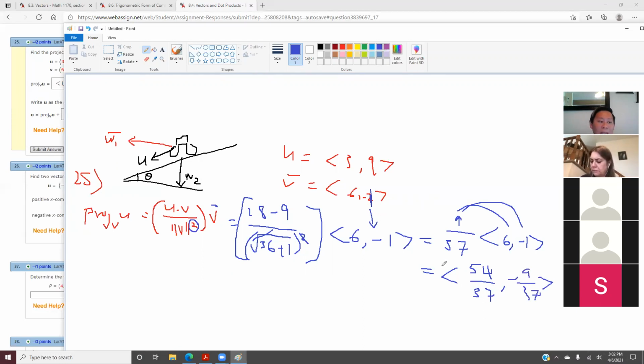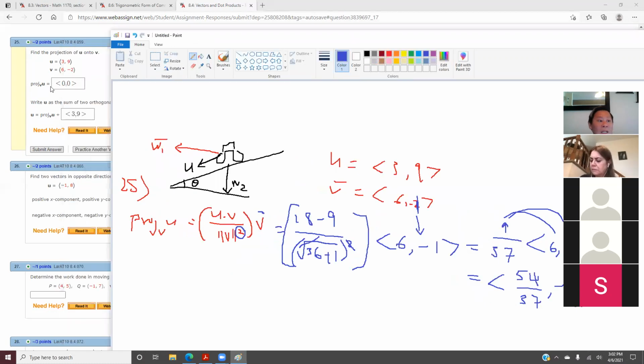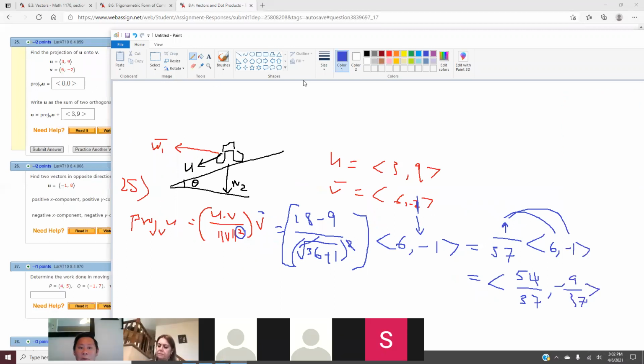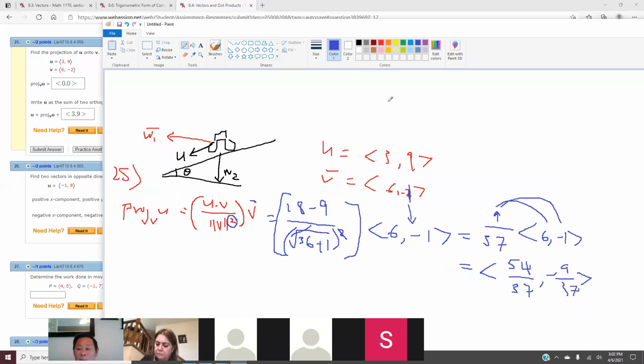So this is your answer for the projection of u onto v. This one instead of 0, 0. Okay, I just changed the number a little bit because your test will look something like this. And then usually I also want you to find what is this W2, this blank.